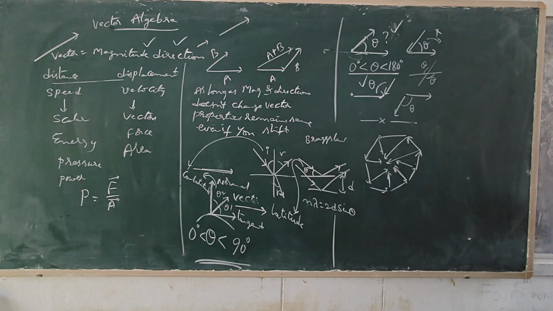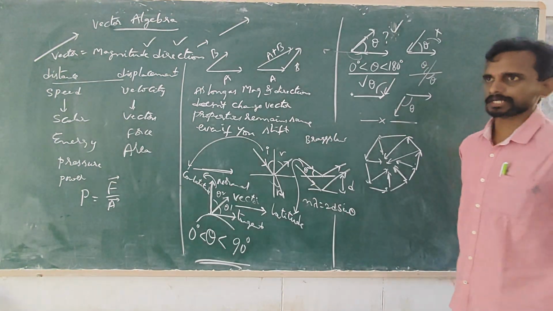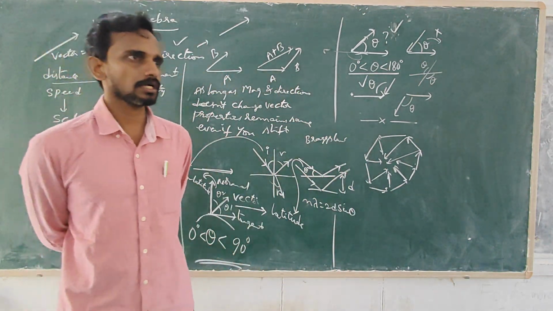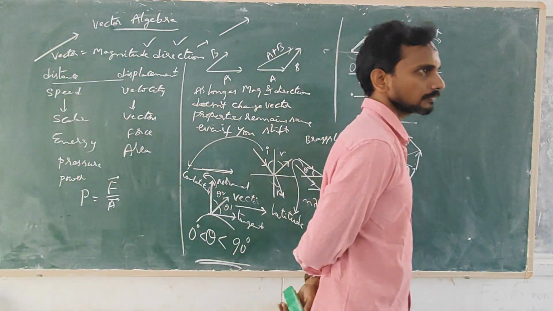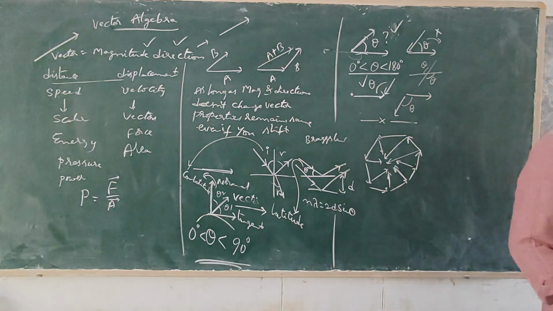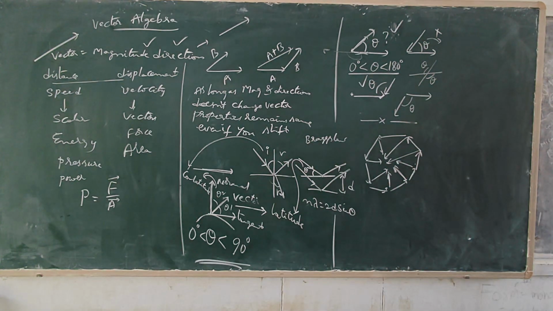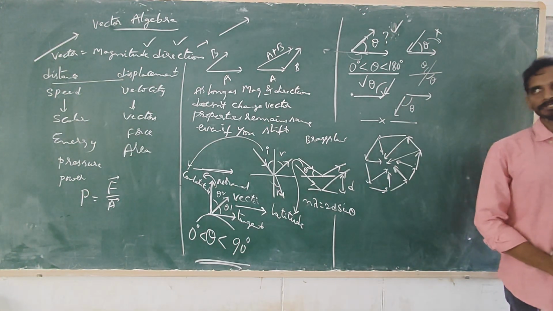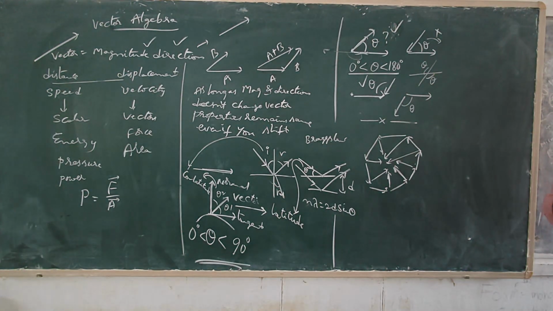So when there is a force acting perpendicular to the direction of motion always, the object undergoes circular motion. The direction of motion is on one side, and the force is always perpendicular to the direction of motion. If some force acts, the object comes into circular motion.